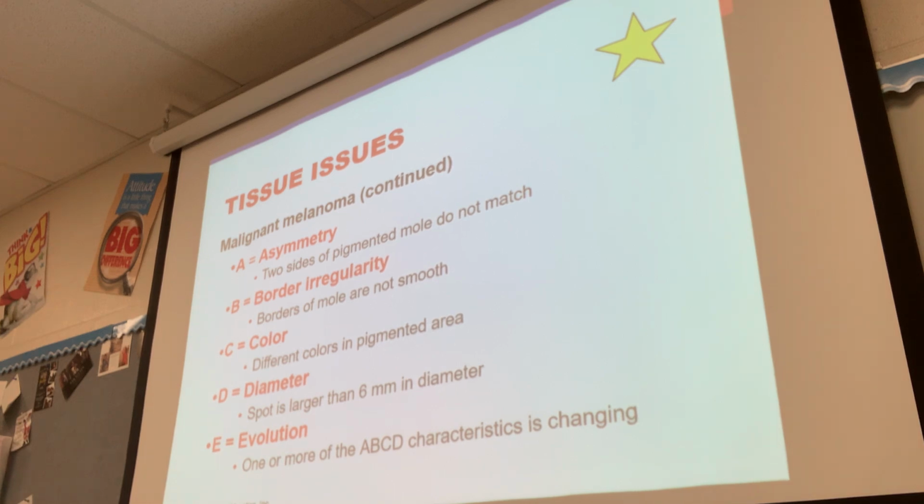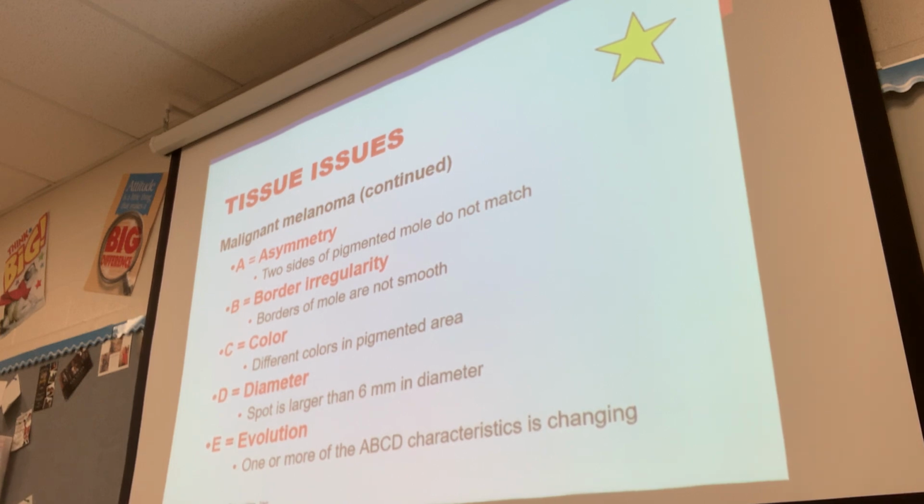Asymmetry. The mole should be symmetrical, like a circle. It shouldn't have one side bigger than another. It also shouldn't have jagged borders, border irregularity. The borders should be nice and smooth. The colors should be the same throughout. If the mole is two different colors, then that's a time to be concerned.